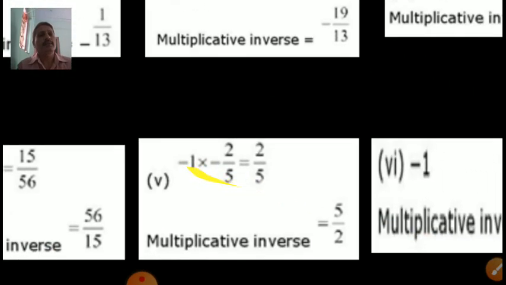Two numbers are given. Don't be afraid. First of all, find the solution of both numbers. 5 threes are 15 and 8 sevens are 56. Now find the multiplicative inverse, means ulta, 56 upon 15. Here you can find a mixed number, 2 upon 5. And what is the multiplicative inverse of minus 1? Yes students, minus 1 into minus 1 gives us 1 only.